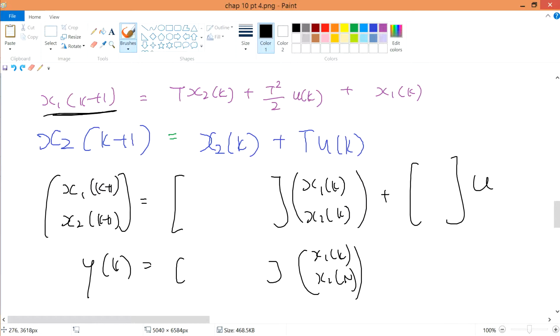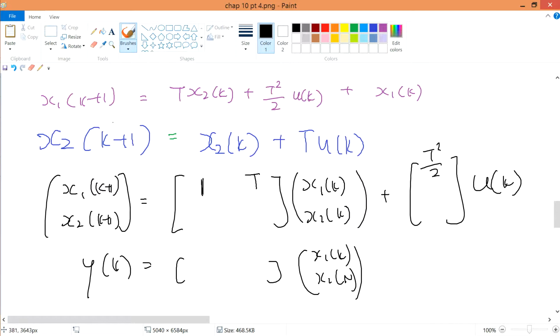So x1k plus 1 is equals to t x2k. So t times x2k, so I'll just write as t times x2k. And then 1 times x1k, right? So I'll just put 1 over here. So t squared over 2 uk. Oh, this is actually uk, sorry. So I have a t squared over 2 uk.